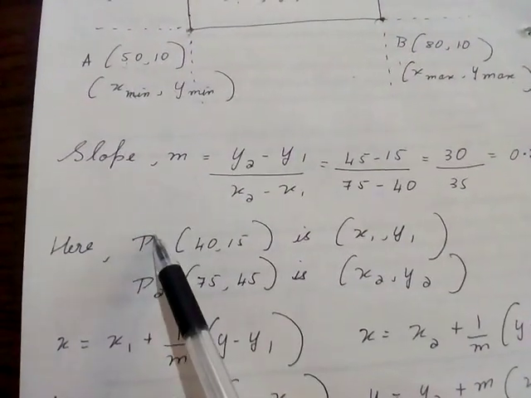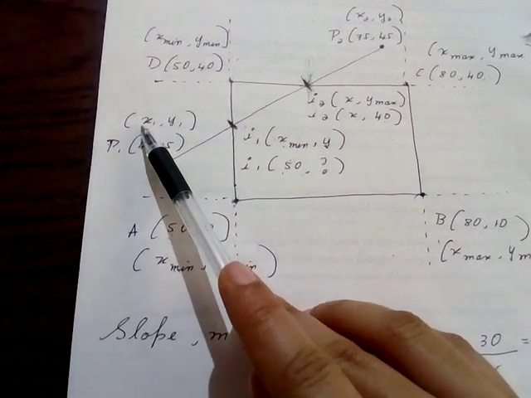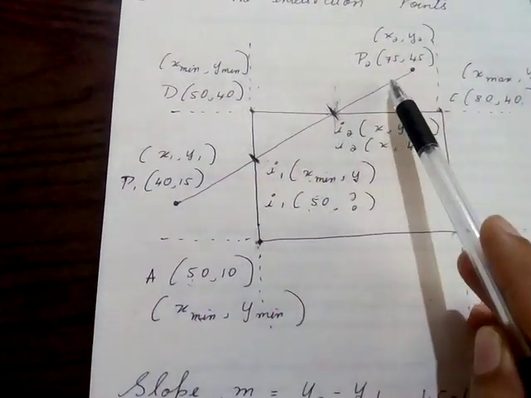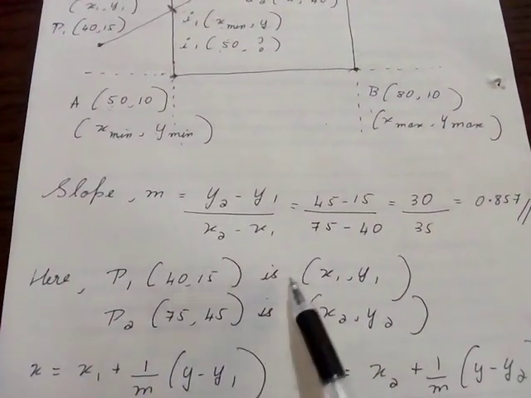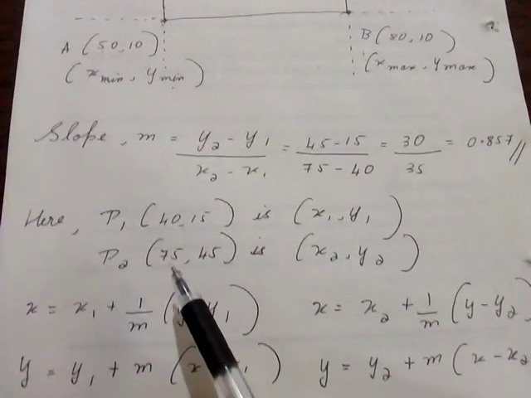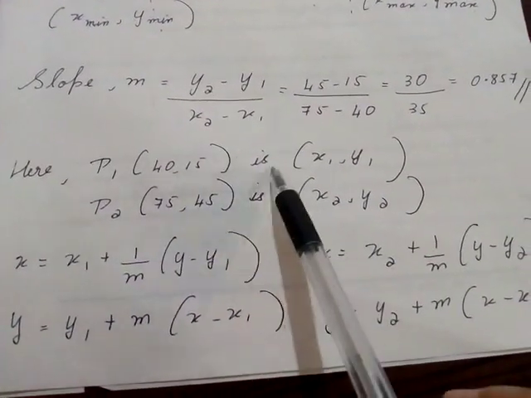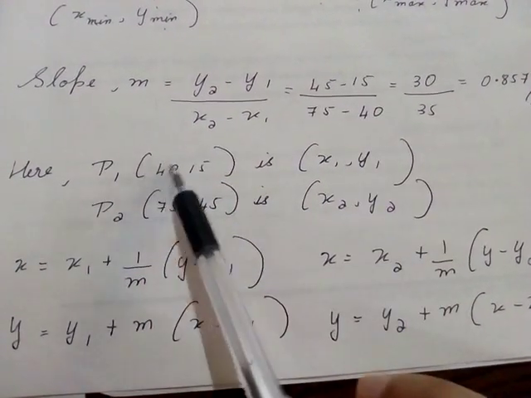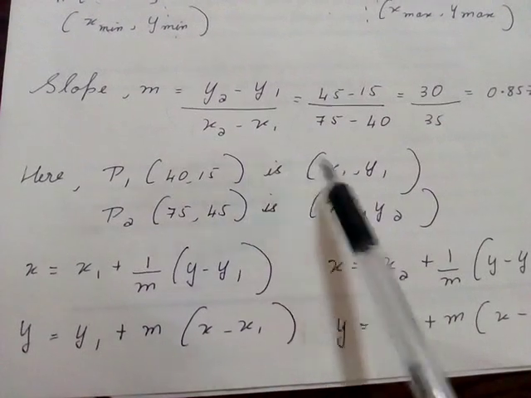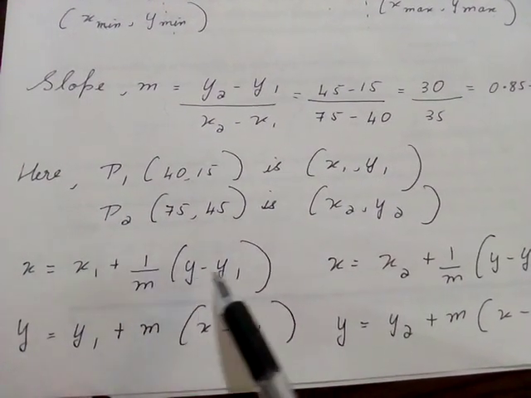Now here P1 is 40, 15. We will take that as x1 y1, and P2 is 75, 45. We will consider that as x2 y2. So P1 40, 15 is x1 y1, P2 75, 45 is x2 y2. When you are finding the x and y values for this one, the formula will be x is equal to x1 plus 1 by m times y minus y1.